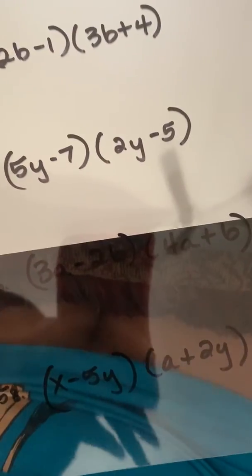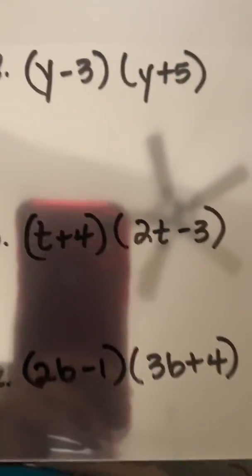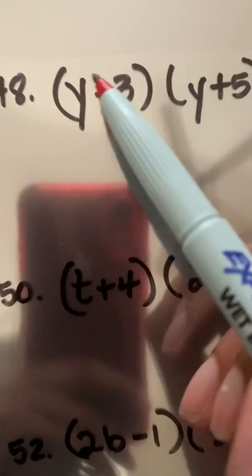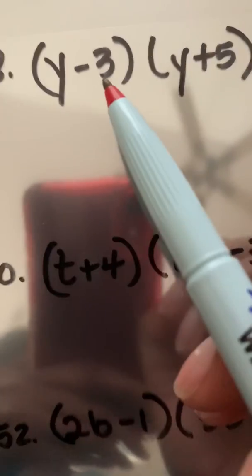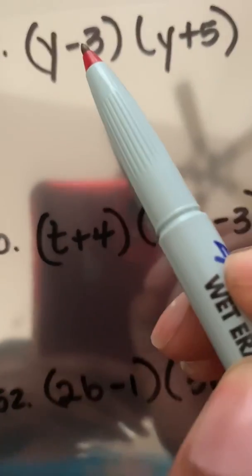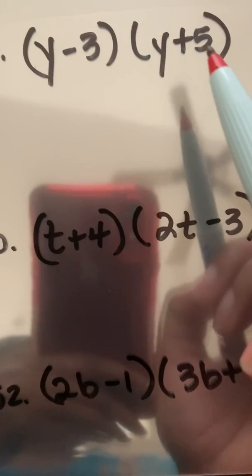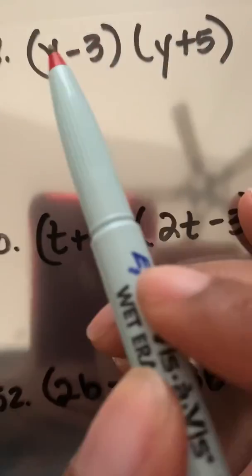Okay, 48, 50, 52, 54, 56, 58, this whole section is called the FOIL method. First, outer, inner, last. It basically means you're taking y and multiplying it times this y, taking y and multiplying it times the 5. Then you're taking the -3 and multiplying it times y, and then taking the -3 and multiplying it times 5. So it's just first, outer, inner, and last.